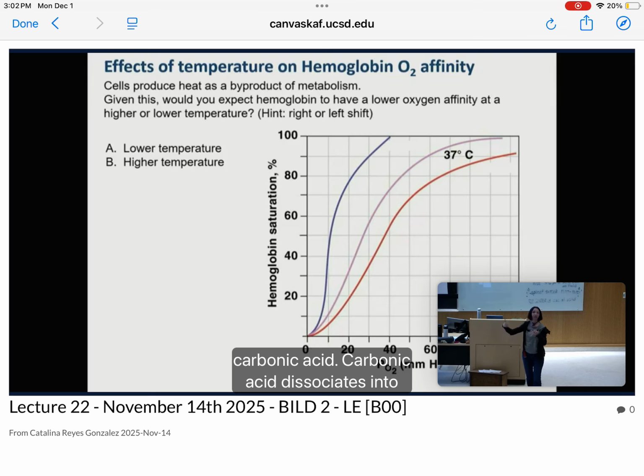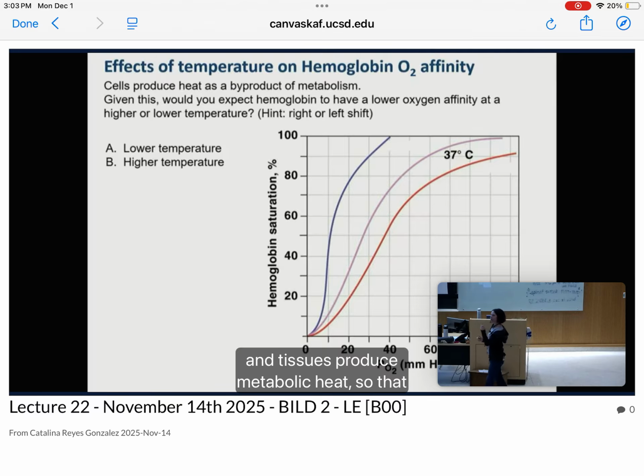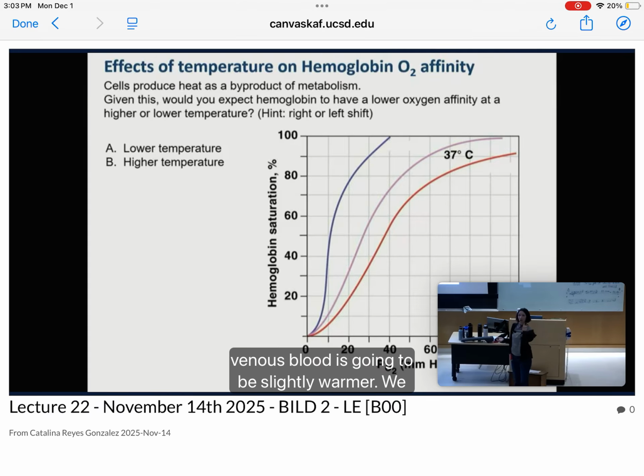Carbonic acid dissociates into hydrogen ions and bicarbonate. So we increase the concentration of hydrogen ions in that venous blood. So venous blood is slightly acidotic. Not too much, but slightly acidotic. So it has high CO2, and it's slightly acidotic because of the CO2. And tissues produce metabolic heat. So that venous blood is going to be slightly warmer. We learned that with the rete mirabile. Remember the countercurrent heat exchange mechanism?